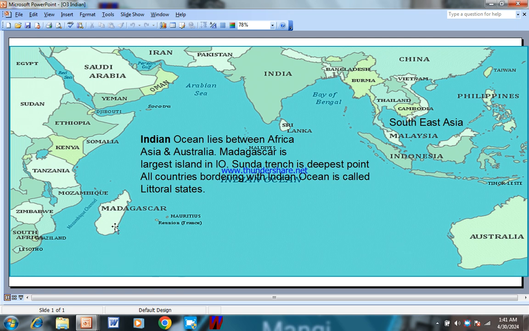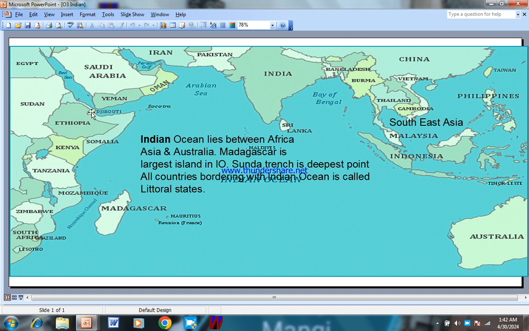This is Madagascar, and it is a country of Africa, and it is the only country of Africa which is in the Indian Ocean. Now let me show you some countries of Africa. This is South Africa, this is Zimbabwe, this is Mozambique, this is Tanzania, this is Kenya, this is Somalia. This is also called the Horn of Africa.